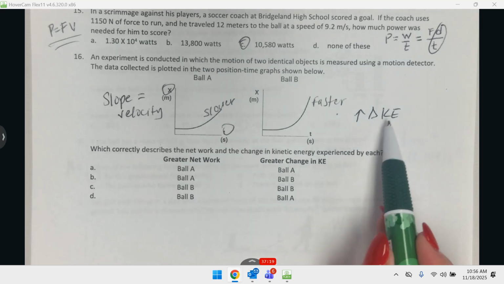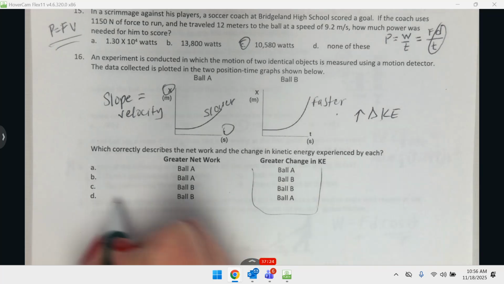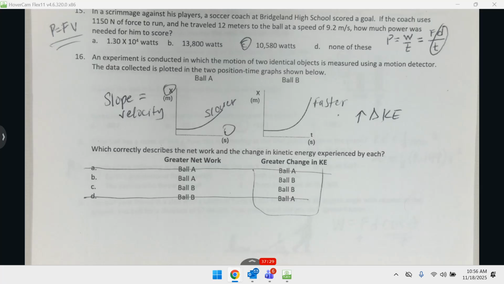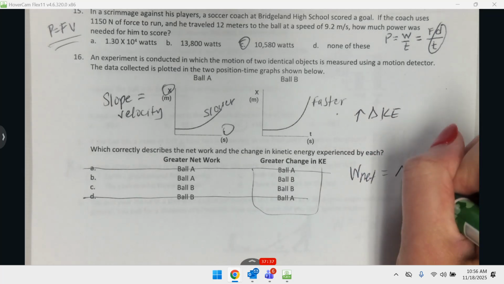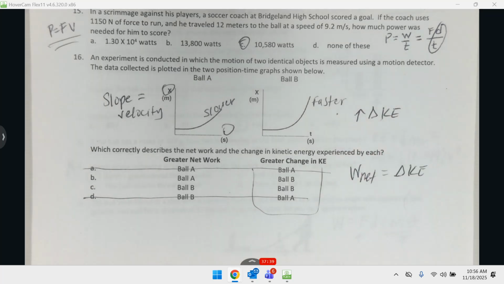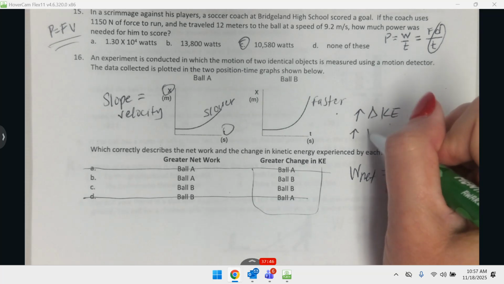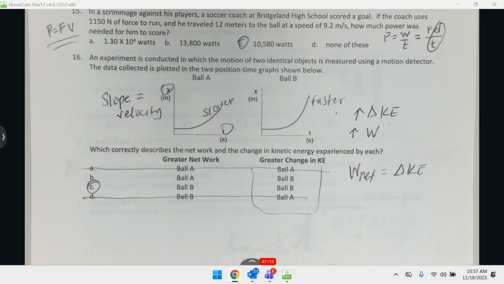So which one's greater? I know that ball B has to have greater change in KE, so if I look at this part, I can eliminate two of my choices right off the bat. But the other thing I need to look at is greater net work. But guys, net work equals change in kinetic energy. So if it has a greater change in kinetic energy, it's also a greater net work, which means if this one has more change in kinetic energy, it also has more work. And so it should be ball B for both, which is answer choice C for number 16. And as I said, 83% of you got that right.